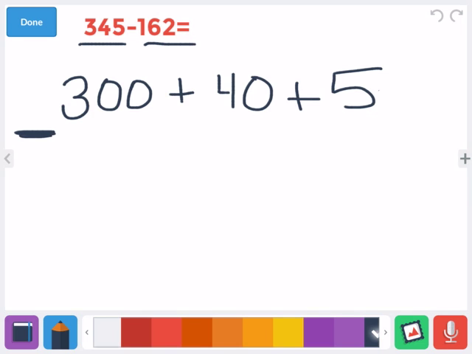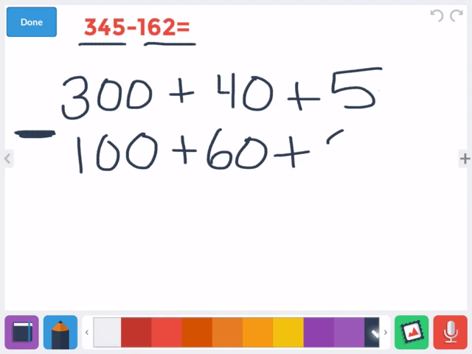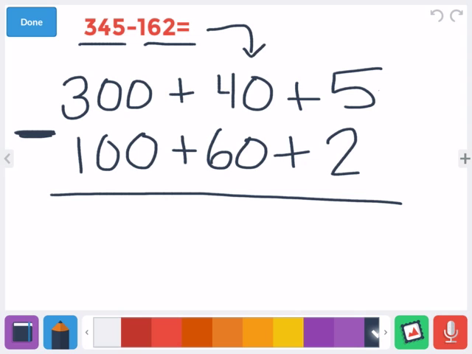Well, in the number 162, there's 100, there's 60, and then there is 2. So we have this equation, 300 plus 40 plus 5 minus 100 plus 60 plus 2. We just took these numbers and expanded them, and then we stacked them on top of each other. Notice the hundreds are on top of the hundreds, the tens are on top of the tens, and the ones are on top of the ones. But we want to remember that we are subtracting.